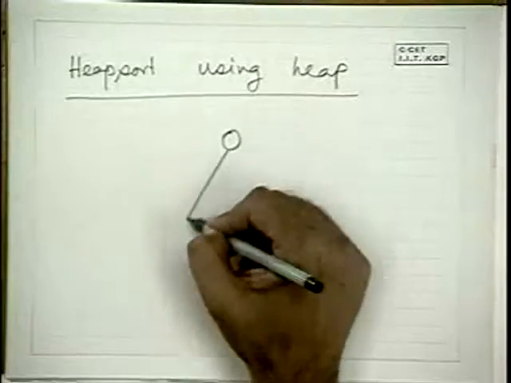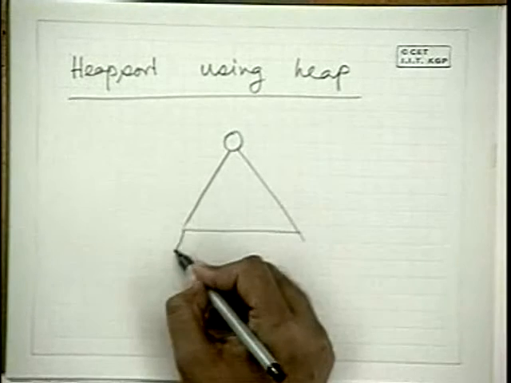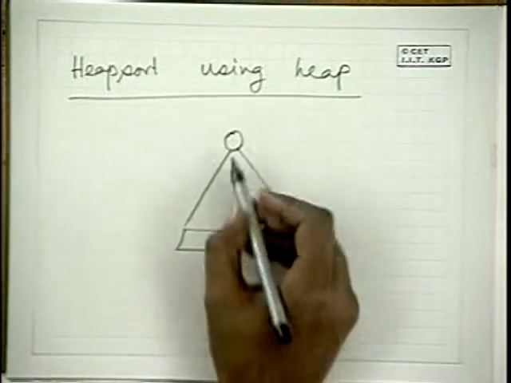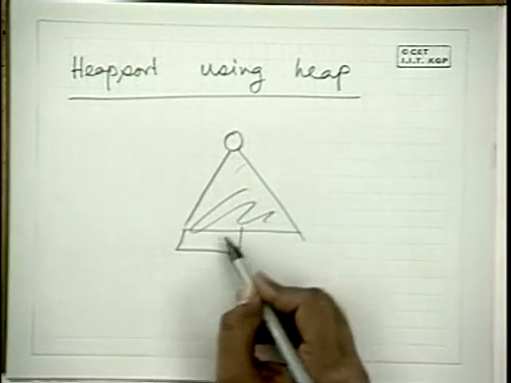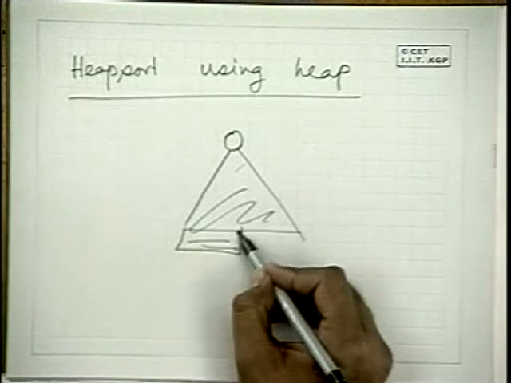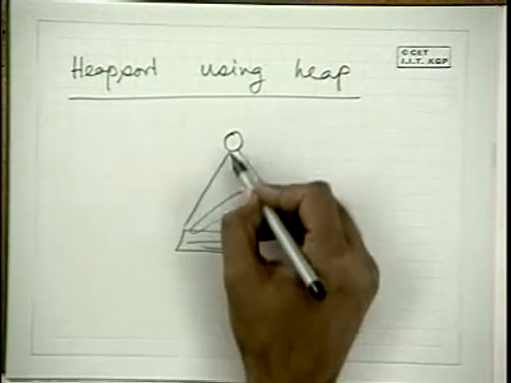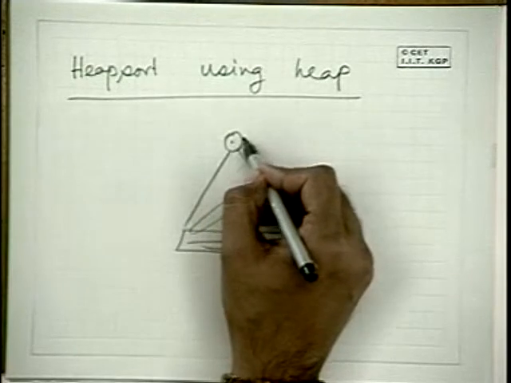Decrease the size. So what does it mean? It means, suppose this is the heap. I have just drawn it like this. So this is the last level. What I did was take this element and exchange it with this. So you exchange it with this.